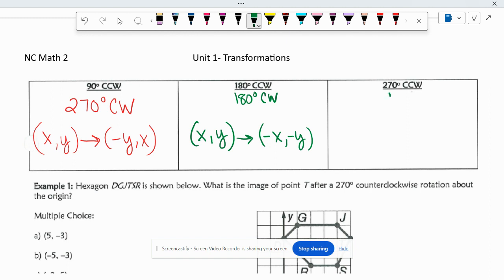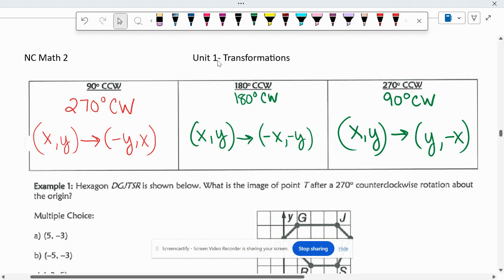270 degrees counterclockwise is the same as 90 degrees clockwise. (x, y) transforms to (y, opposite x). Now, I feel like this is always a great lesson, except that we just jumble the rules.